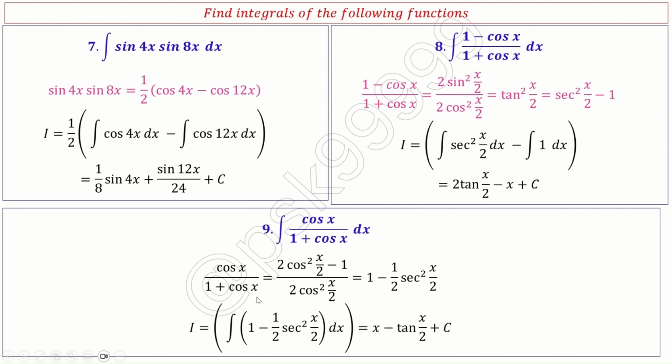Cos x by 1 plus cos x. I will write cos x as 2 cos square x by 2 minus 1, divided by 1 plus cos x, which is nothing but 2 cos square x by 2. Now if I divide the numerator by the denominator, I get 1 minus half secant square x by 2. Now I can do the integration of 1 easily, and secant square x by 2 also I can integrate easily. So this is the answer. Okay, next.